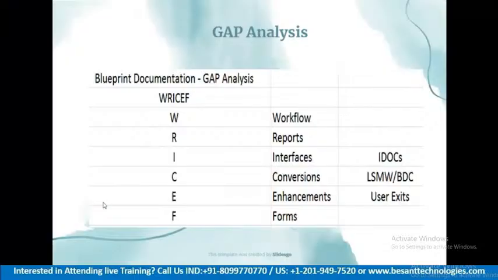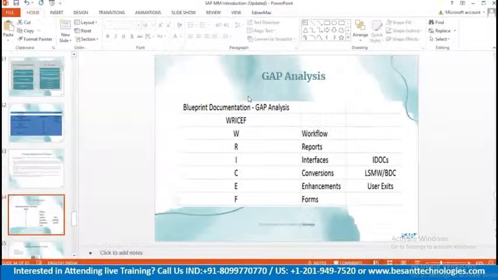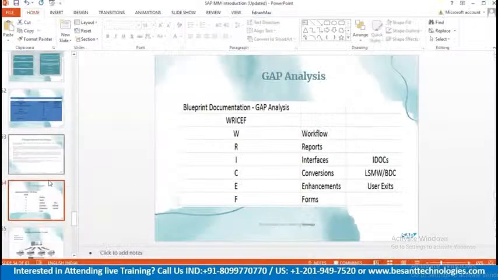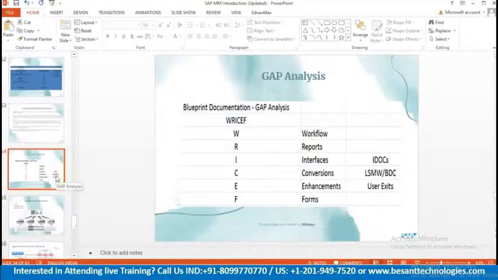So if there are any user exits or enhancements, we will create smart forms. If there are any smart forms required, I'll tell you what smart forms are later. If those are there, then we will document that. We will prepare a gap analysis document. We will get this gap analysis document signed off from the client and also from the business. Only then we will start working on this.